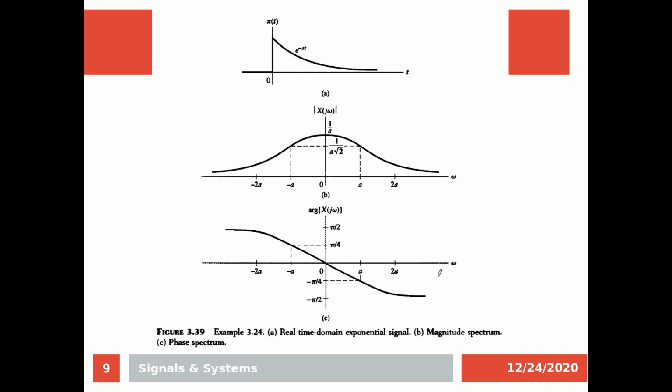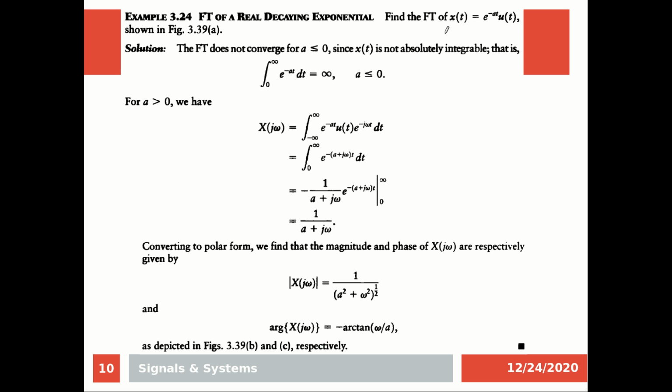Okay, now let's see an example. He gives you this signal, we saw it before, e to the power minus at, and he asks you to find the Fourier transform for this signal as shown. So you will see that if a is less than 0, it will not converge, it will diverge. If a is higher than 0, then we can find a solution. So from higher than 0, it is from 0 to infinity.